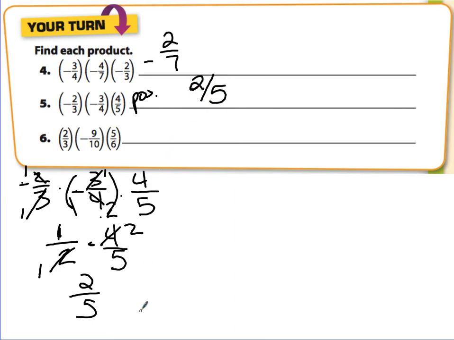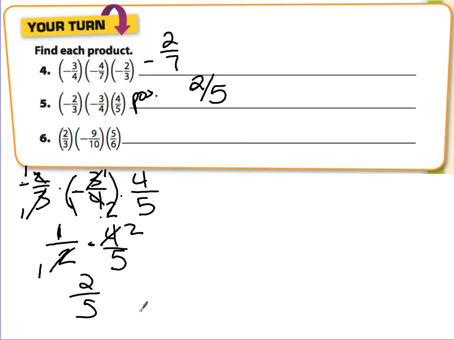Okay, at this point, I absolutely want you to try number 6 on your own and then come back and check your answers. Remember, it's okay to make mistakes. What you need to do, though, is identify where those mistakes are before just erasing and fixing.